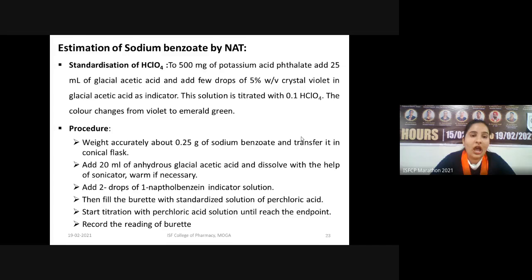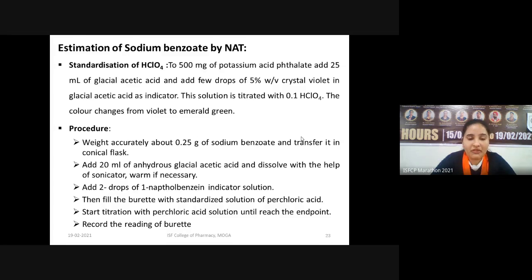After the addition of indicator, we will start with the titration. For the titration, we will fill the burette with the standardized solution of perchloric acid, the standard solution which we have prepared. Before filling perchloric acid in the burette, we should be sure that the burette is cleaned with water, rinsed with water, and also rinsed with perchloric acid.